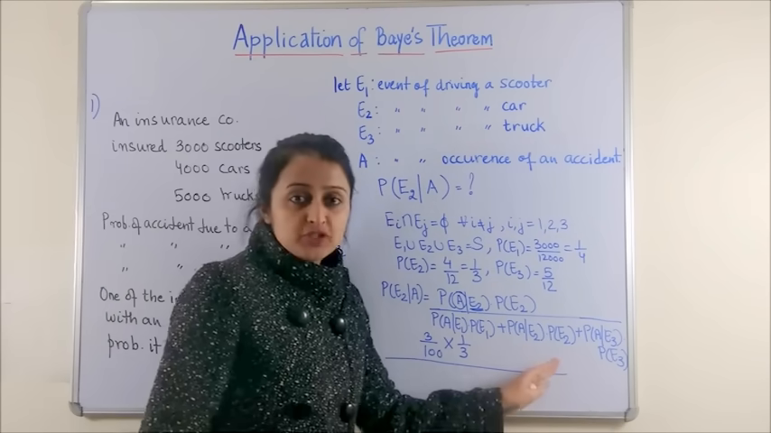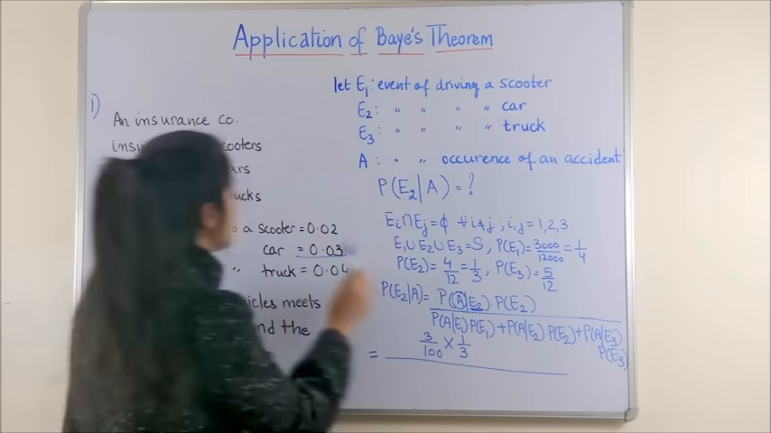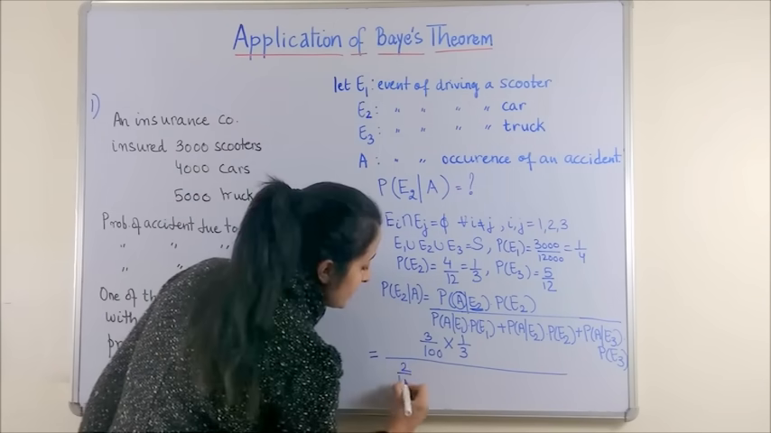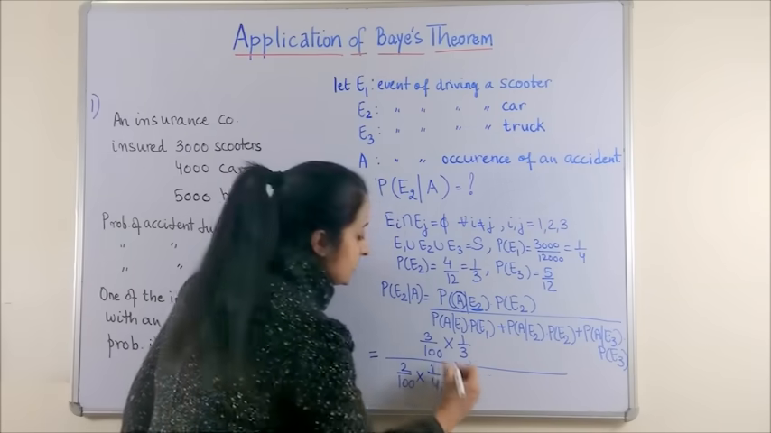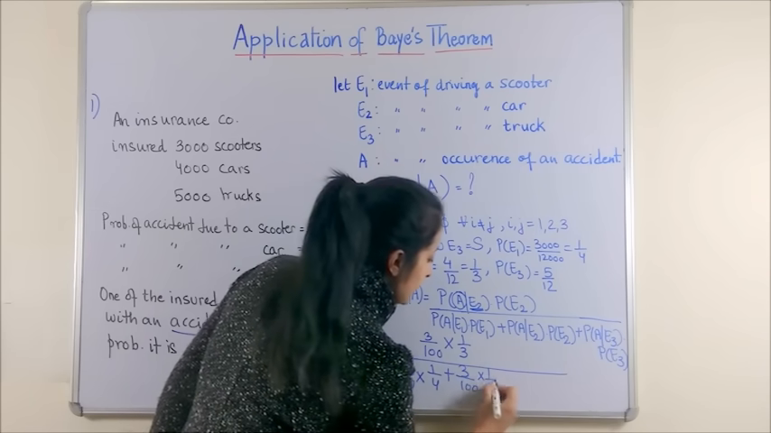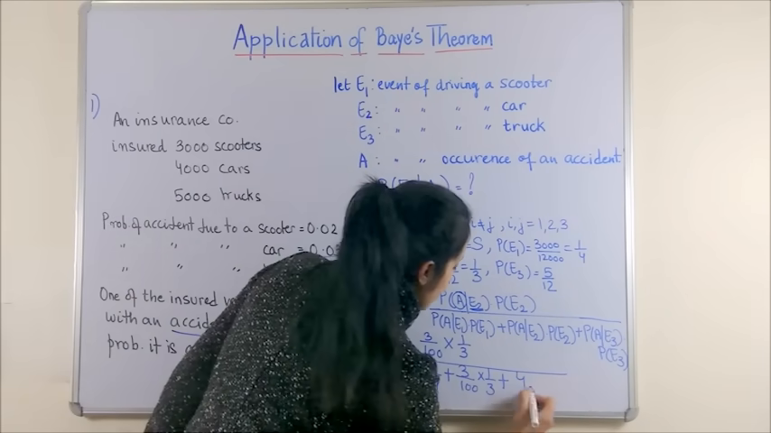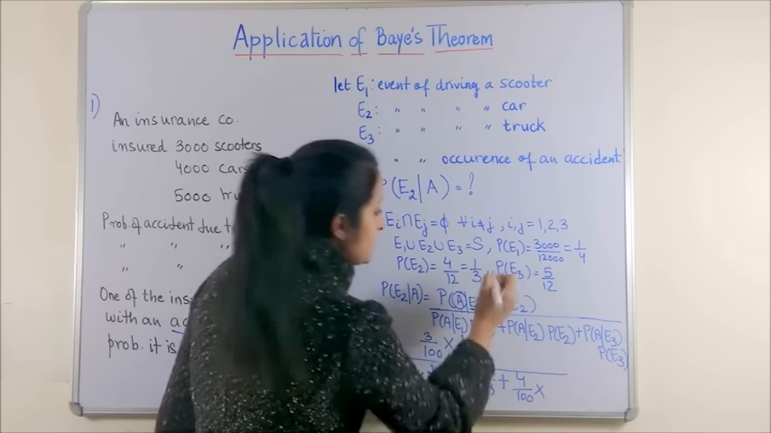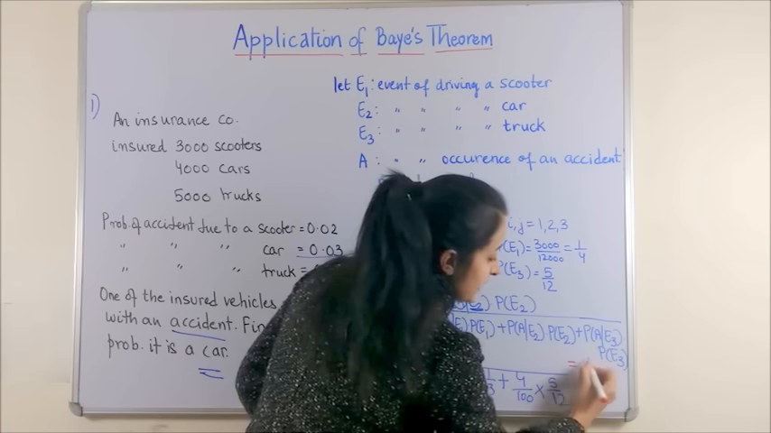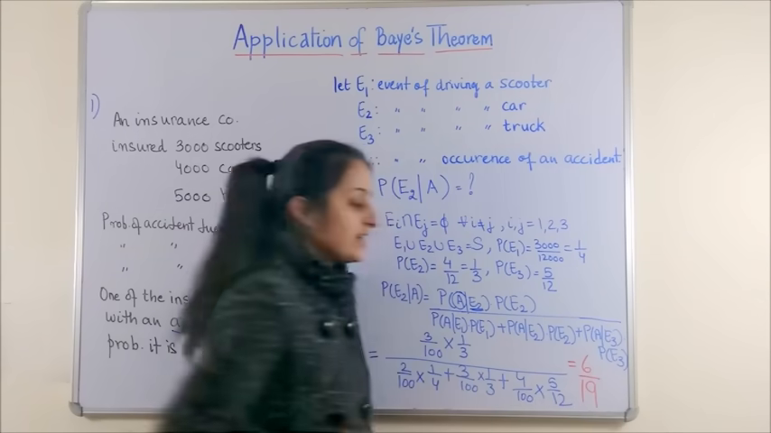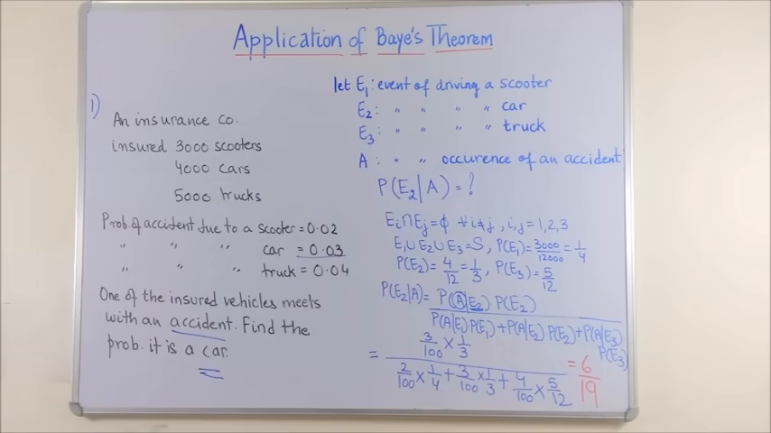Likewise, now we will substitute for the denominator. The probability of an accident when the person is driving a scooter is 0.02. So, 2 by 100 into probability of E1, which from here is 1 upon 4. We repeat the numerator here. And the probability of an accident due to a truck is 4 by 100 into probability of E3, which is 5 upon 12. On simplifying everything, you get a very simple answer, which is 6 by 19. Please try this out and look at the entire question once again.